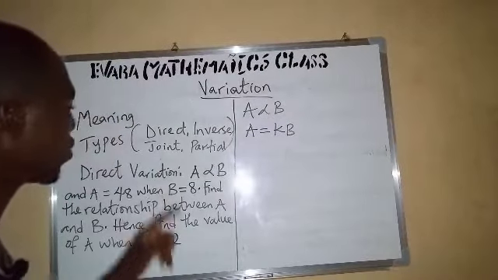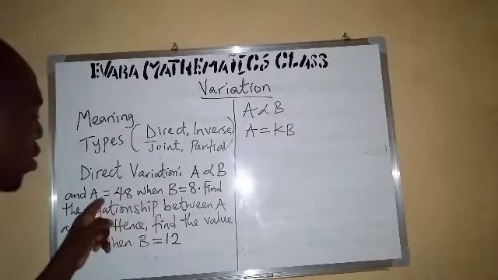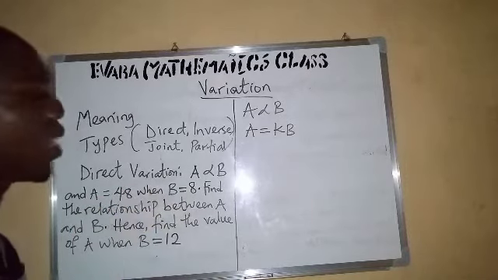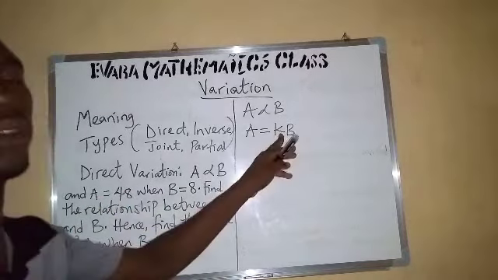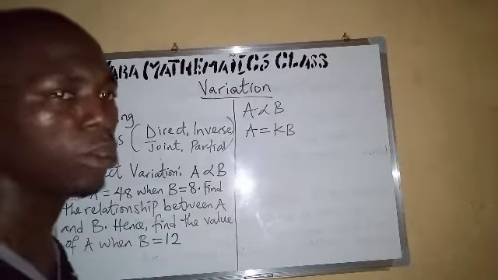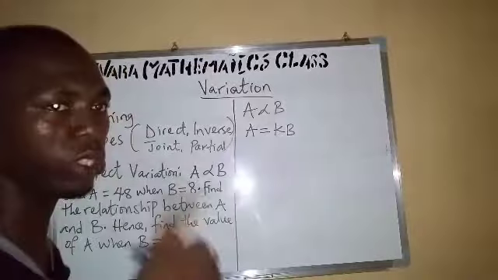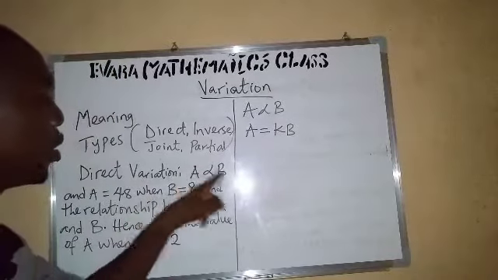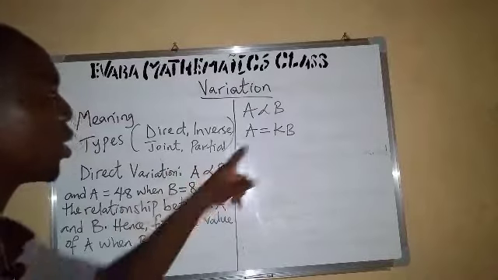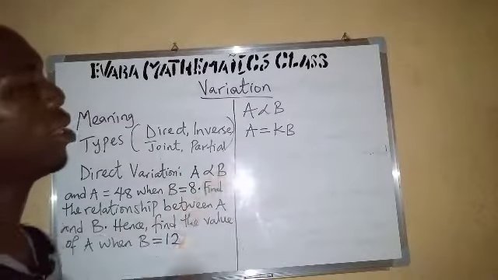So the first two values you are given, that is A is 48, B is 8, these two values are just for us to get the value of K. That is how the questions usually come. You'll be given one value each of the two variables you are dealing with. So those two values are for us to get the value of the constant.